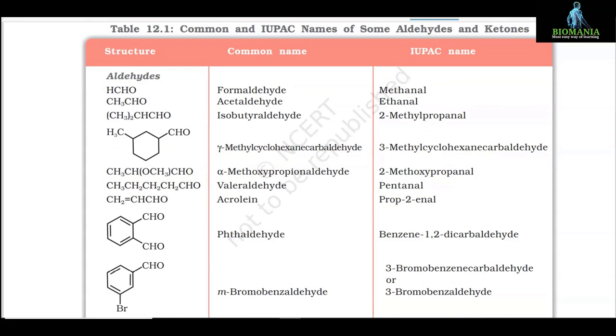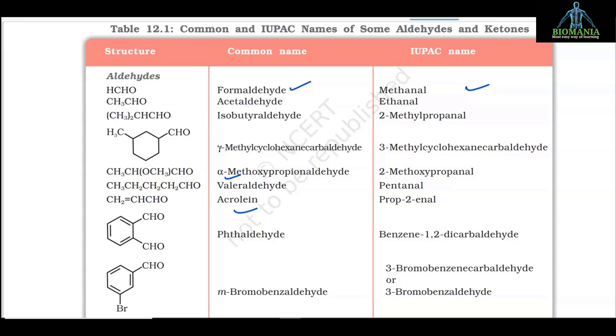Here you can see the structure, the common name and the IUPAC name. For formaldehyde, the IUPAC name is methanal; acetaldehyde, ethanal; isobutyraldehyde, that is 2-methylpropanal; gamma-methylcyclohexanecarbaldehyde, that is 3-methylcyclohexanecarbaldehyde; alpha-methoxypropionaldehyde, that is 2-methoxypropanal; and the common name is again valeraldehyde, and its IUPAC name is pentanal.